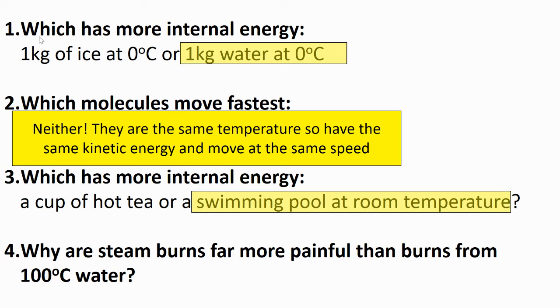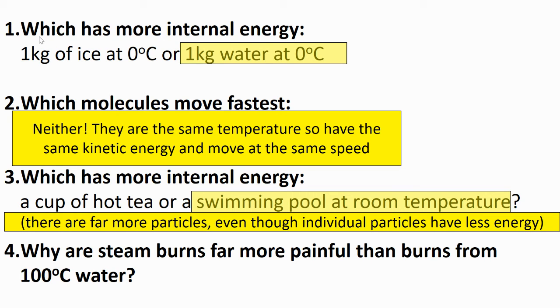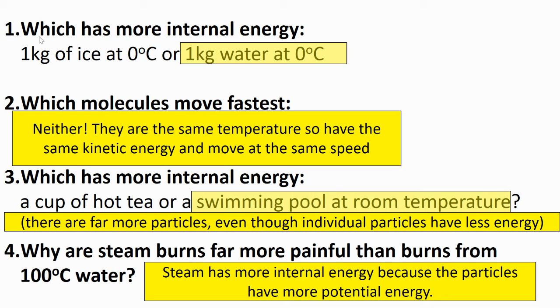Question 3, it is a swimming pool. So you might think that the hot tea has more energy because it is hotter, but we have to remember that the internal energy is the sum of all of the energy of all of the particles, and there are far more particles in a swimming pool. So even though an individual particle has less energy, the sum of all of them together is greater. And question number 4, the answer is on the screen.